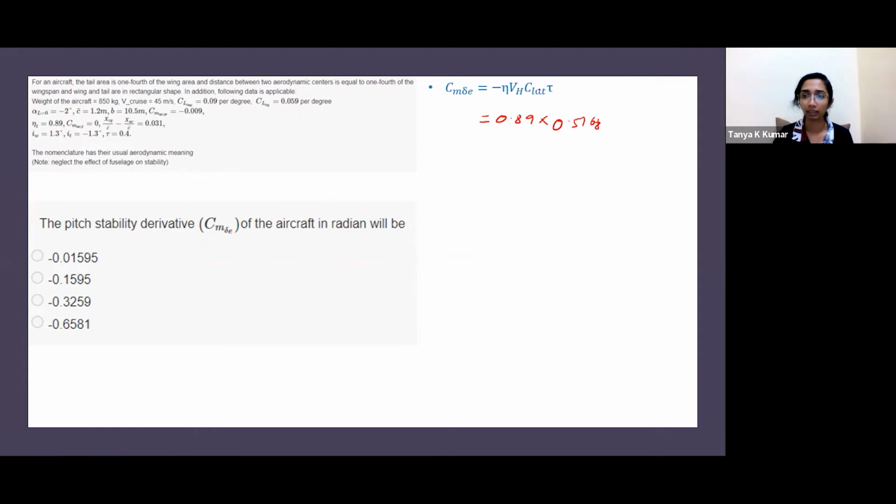Okay, CL alpha tail is 0.059 and tau is 0.4. There's a minus sign here. Don't forget that Cm delta E is a negative quantity. So the value is 0.6581. Cm delta E is a negative quantity, okay? So positive deflection of the elevator produces a negative moment.